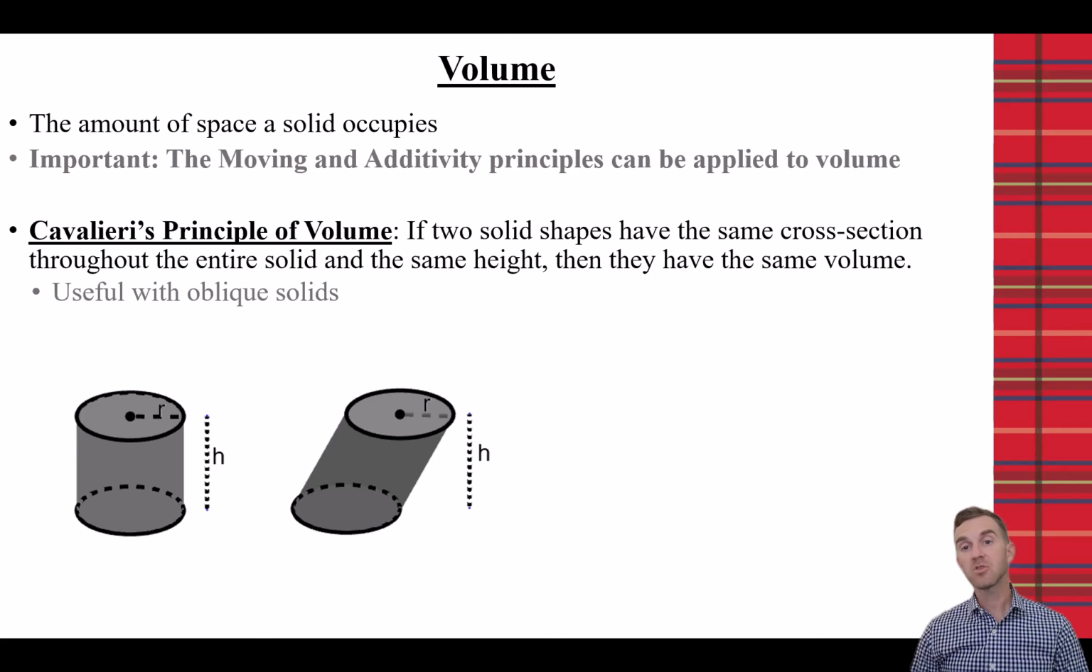Here we know that if we have two solids that have the same cross section throughout the entire solid, and they have the same height, then they have to have the same volume, which is very useful when we think about oblique solids, kind of like this image here of the two cylinders. They have the same radius and the same overall height. That means they have to have the same volume, even though one is turned sideways.